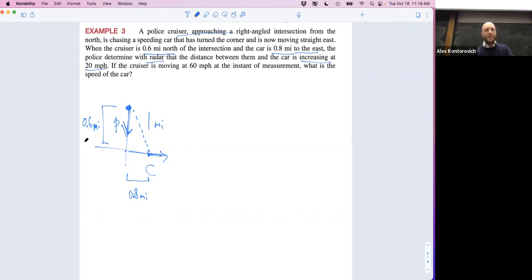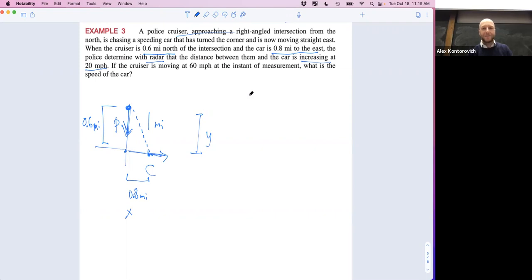Let's call this X. X is the, I guess I should call it Y. That would make more sense. So if Y is the height of the police car, Y is the distance of the police car with respect to time approaching the intersection. X is the distance the car being chased is from the intersection. And let's say S is often the distance for some reason.